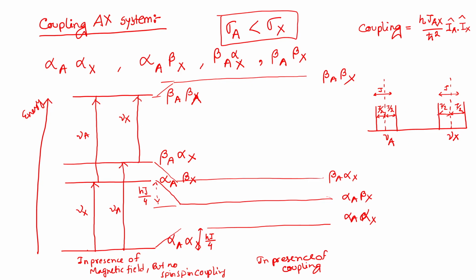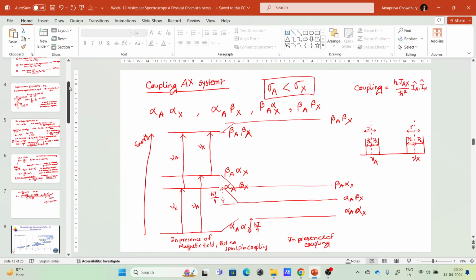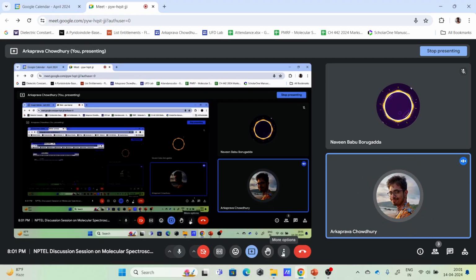So actually, instead of two, you are going to see this splitting due to the coupling between the spin states of A and X. That is what we are going to discuss in the next class quantum mechanically. With that we will stop today's session here. I hope the session was informative, and hopefully we have solved a few numerical problems which will help you solve the assignment problems and score well in the final examination.